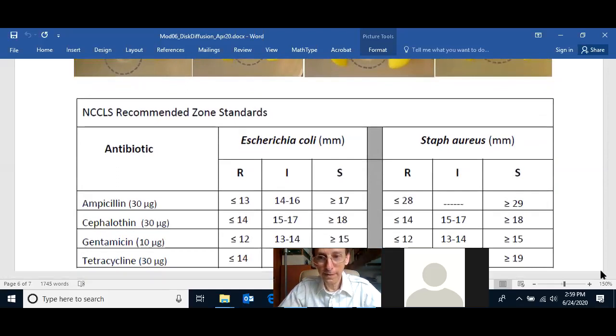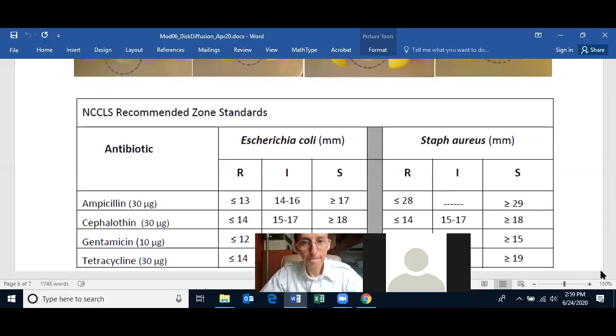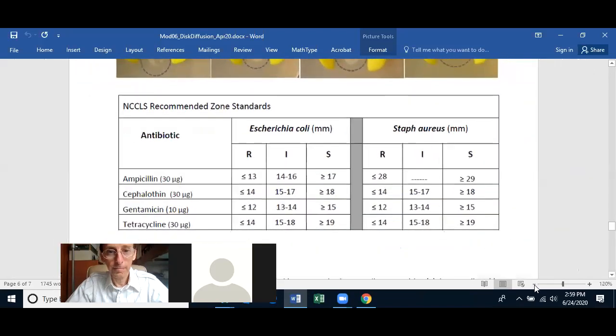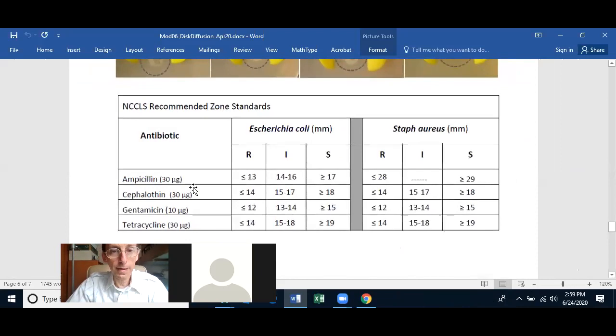So let me shrink the size of this so you can see it better. So with the antibiotic ampicillin for E. coli, if the zone of inhibition is 13 millimeters or less, we say that E. coli is resistant to the antibiotic ampicillin. Any questions about that? And if the zone of inhibition is 17 millimeters or greater, then we say E. coli is sensitive to the antibiotic ampicillin.